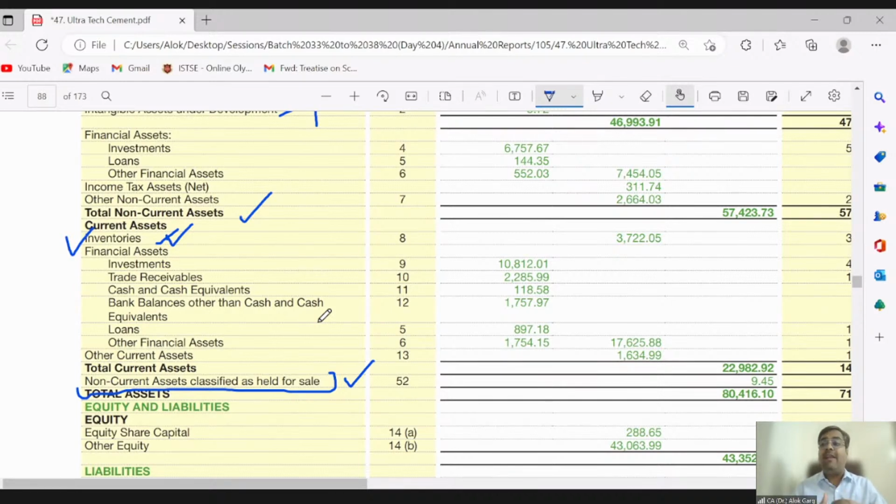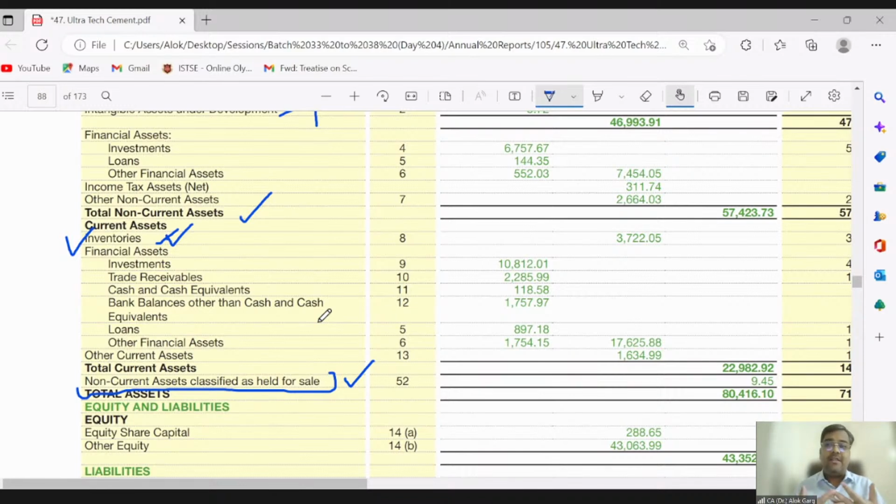They have these mines and assets for long-term purposes. But due to certain reasons, they have decided to sell off those items and hence these non-current assets are classified as held for sale. So friends, don't get confused between this line item, non-current assets classified as held for sale, and inventory. Inventory by its nature is held for sale in the ordinary course of business and it is always current. But under Ind AS 105, these are assets which were classified as non-current by their nature.